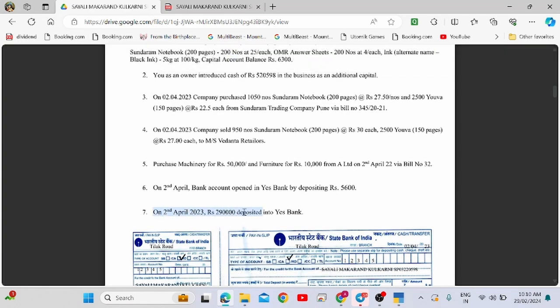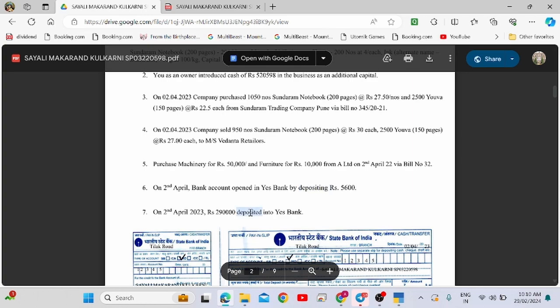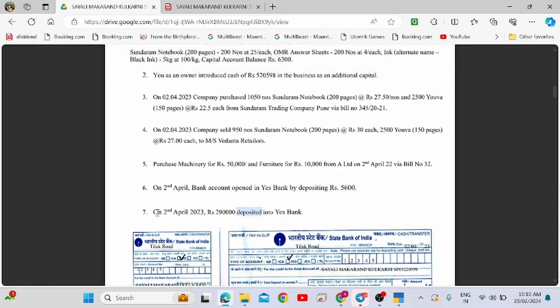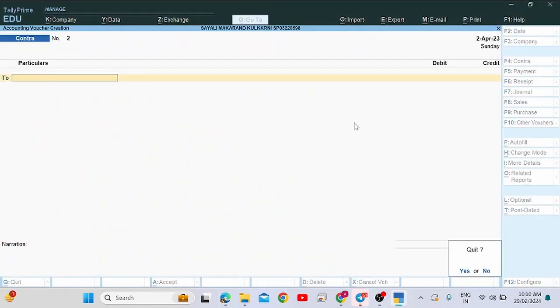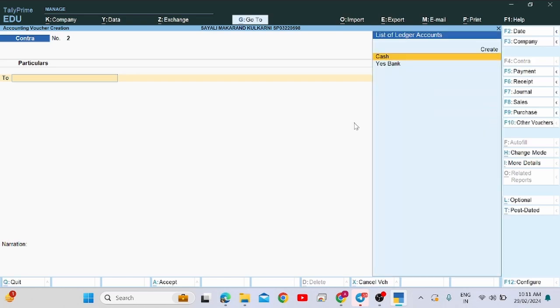And the next transaction on the 2nd April, again a cash deposit entry. Here we are depositing, and this is also a deposit. Therefore I want the contra voucher type for this also, on 2nd April. Now check first, the date is 2nd April. You can check the date by the escape button. The date is correct, and I am on contra, correct. Therefore no need to change actually.